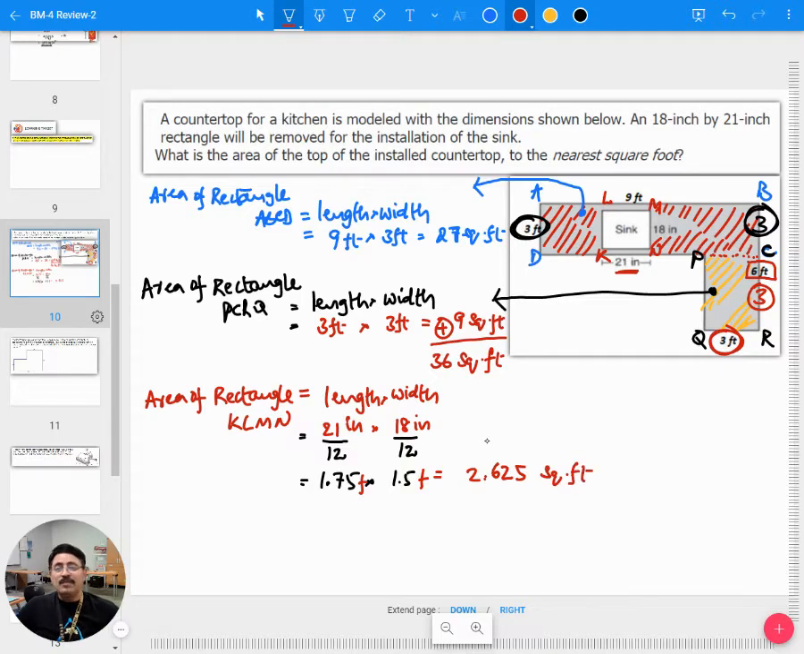Okay. As I mentioned before, here the sink area, this part is to be removed. This part is to be removed or cut and removed so that we can provide some space for the sink. Therefore, removed means subtract. So from 36 square feet, take away 2.625. Let me do that. 36 take away 2.625. Then 33.375.